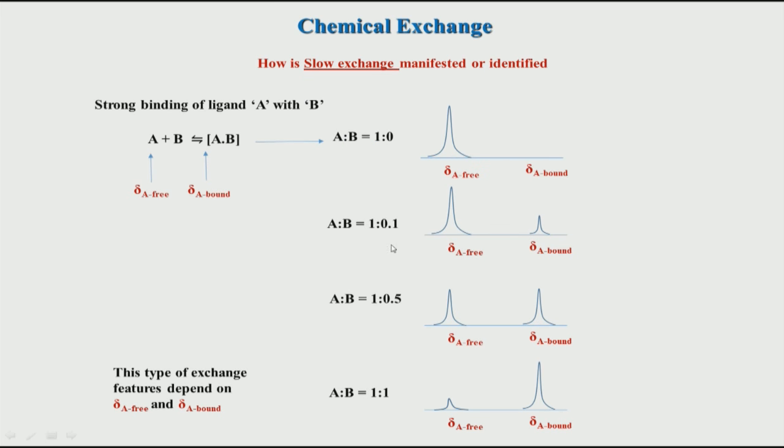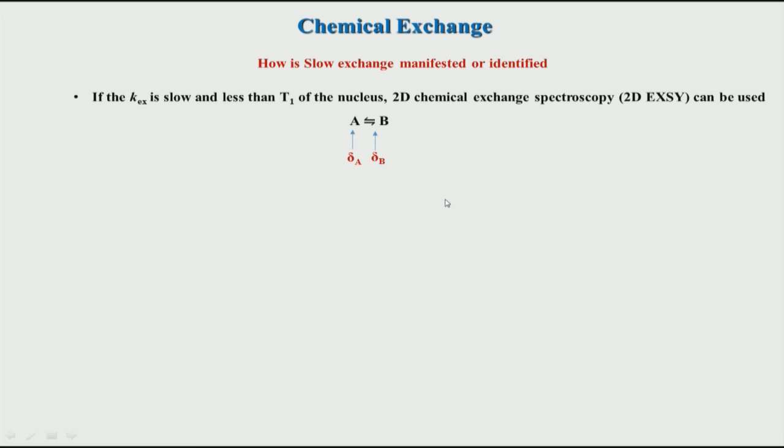Before we go to that, suppose we have a slow exchange process like this. Is there any other method to find out if this is slow or not? So, this is one option, this is what we saw. Another method to find out is known as 2D exchange spectroscopy, called 2D XC. So, what is 2D XC?